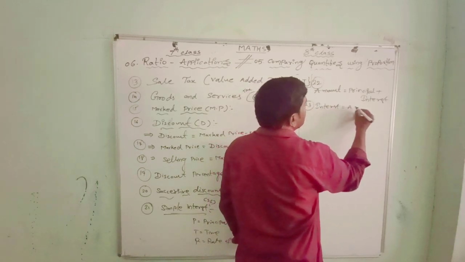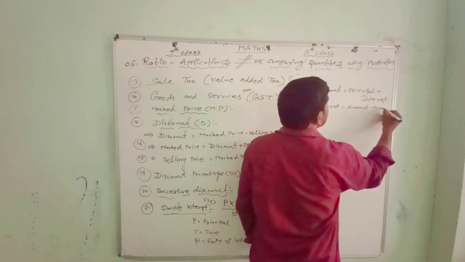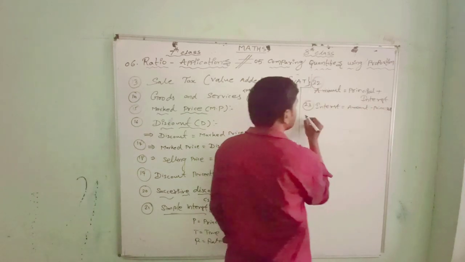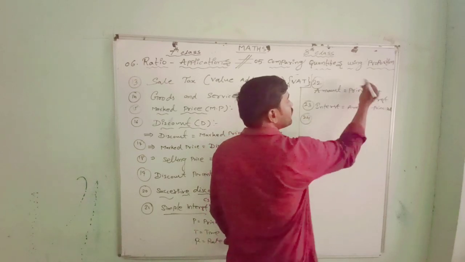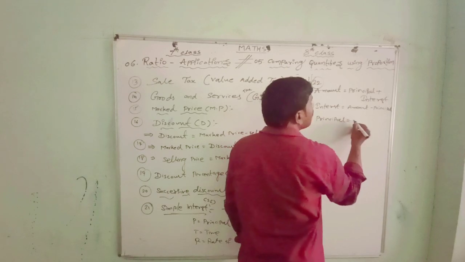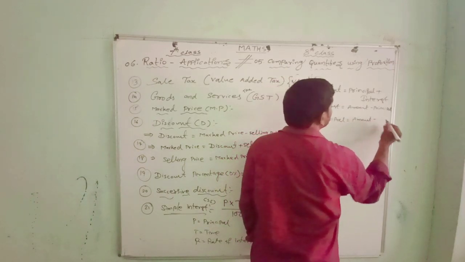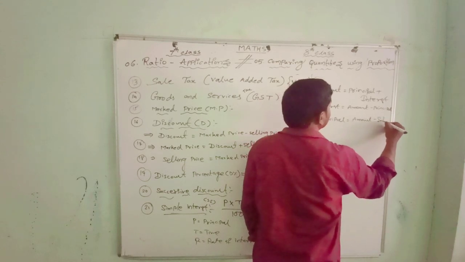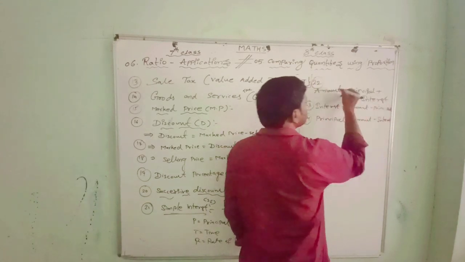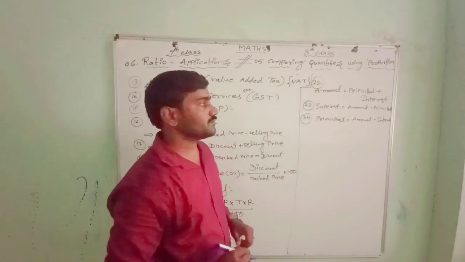Interest formula equals amount minus principal. Then the 24th: if you need the principal here, principal in the sense, what? The original amount, the amount which we borrowed. Amount minus interest. This interest will transfer, and we will get the principal. So these are the derivative formulas from the amount.